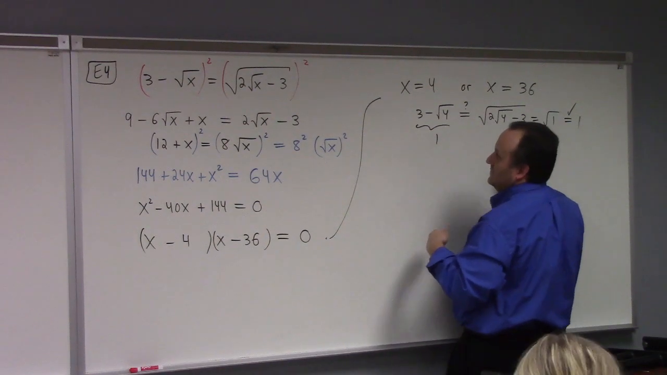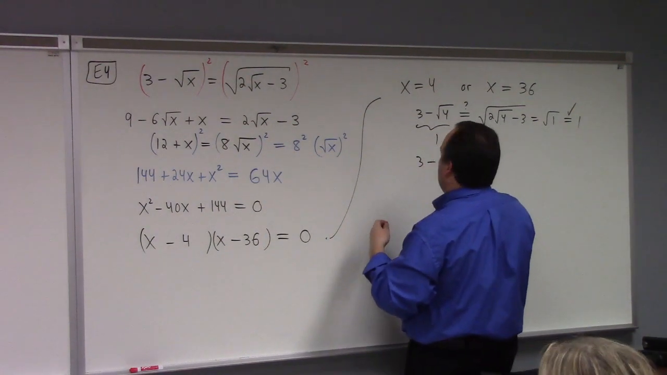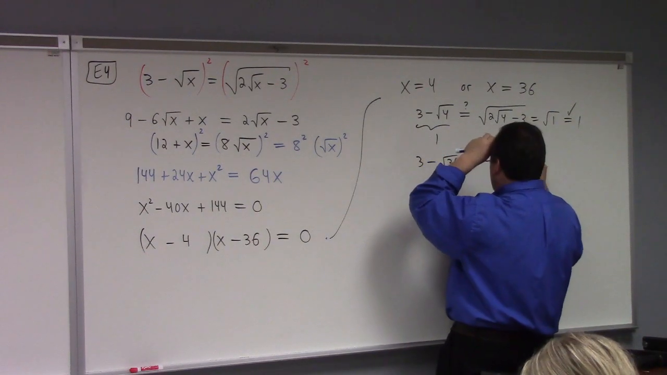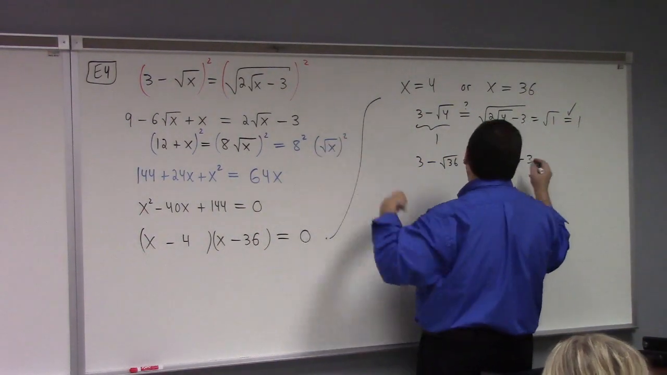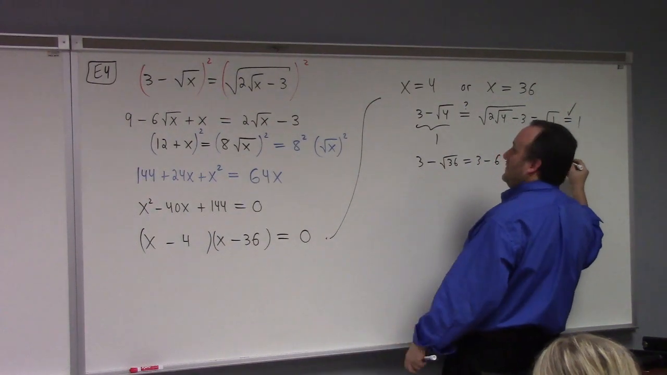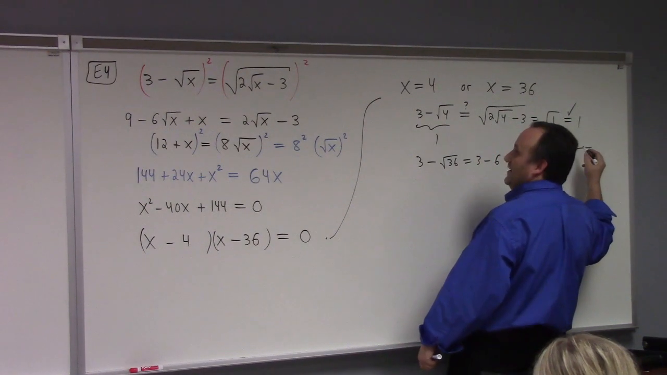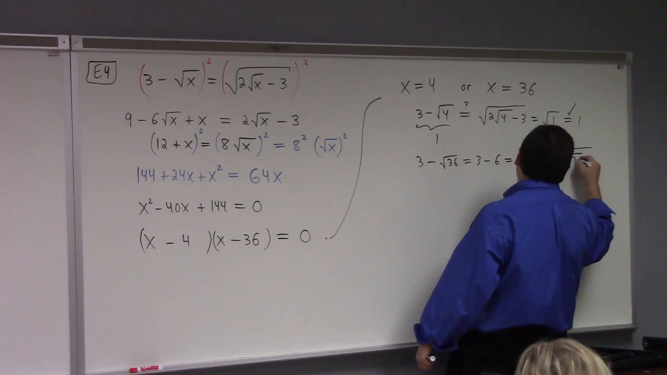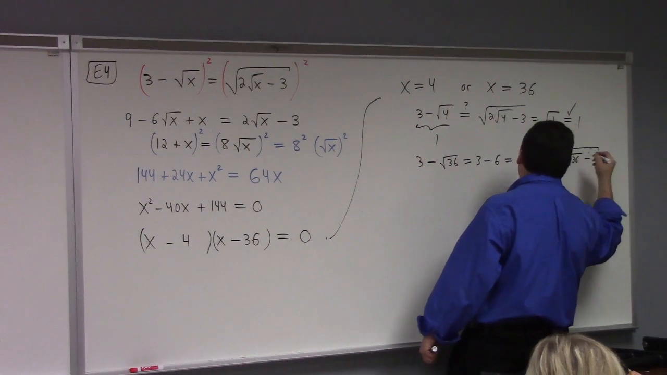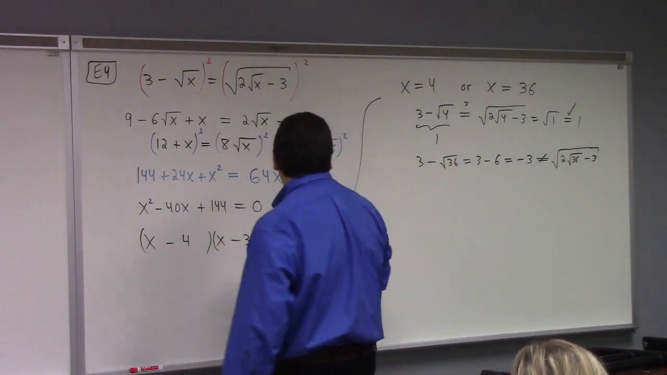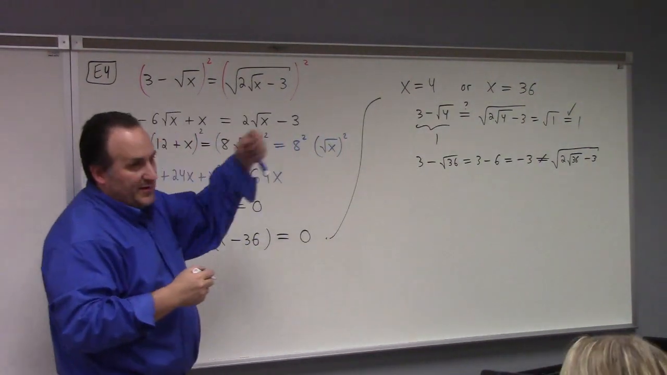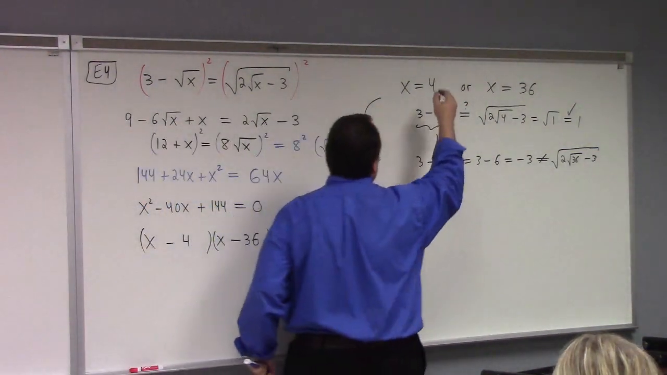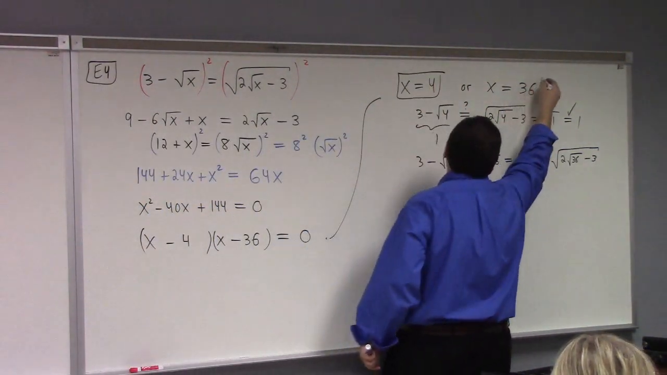How about the 36? 3 minus the square root of 36 is 3 minus 6, which is minus 3. And that is not equal to whatever's on the other side, the square root of 2 times the square root of 36 minus 3. That's just not the case. Negative 3 can't be equal to the positive square root of something, right? So that's out. We only get this. This guy is extraneous.